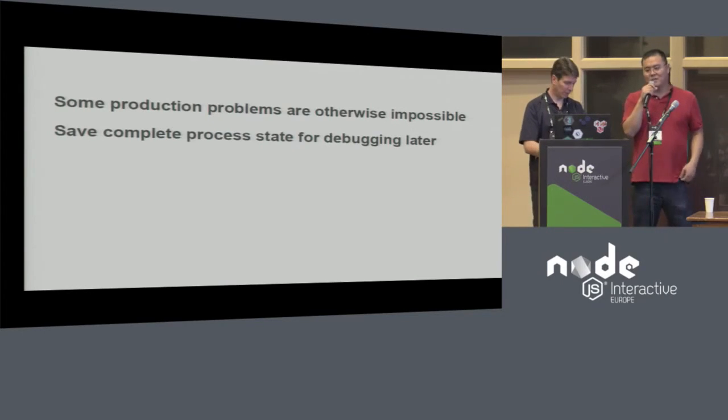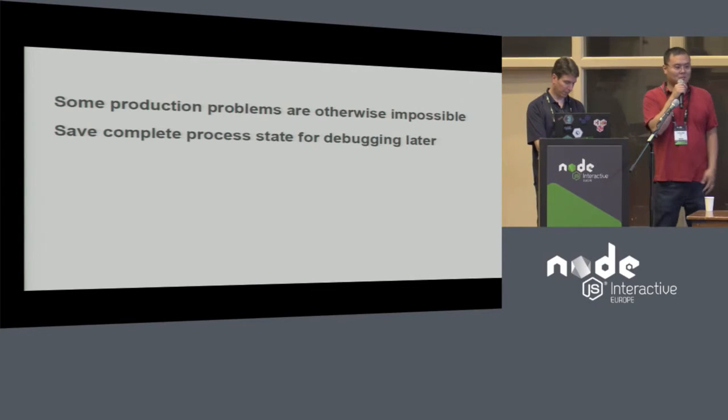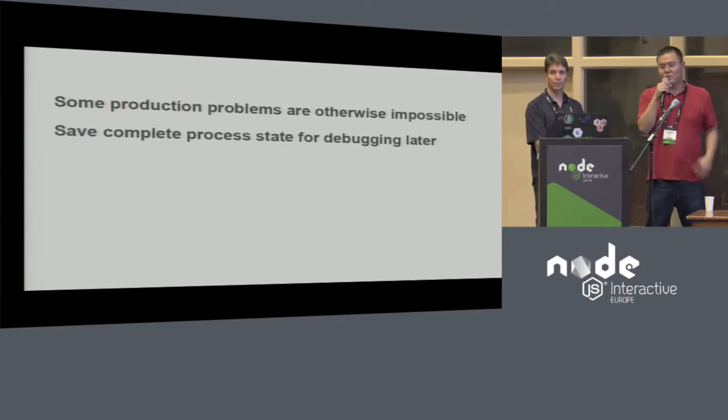And the takeaway here with postmortem debugging is there are going to be cases where some production problems are otherwise impossible to debug. And so the only way for you to do that is by using the postmortem tools, where you can save that complete process state and debug it later. And that's all we had.